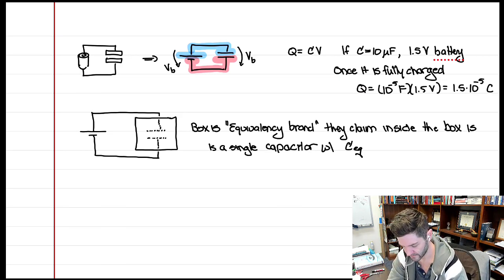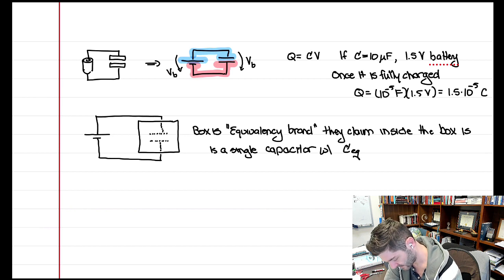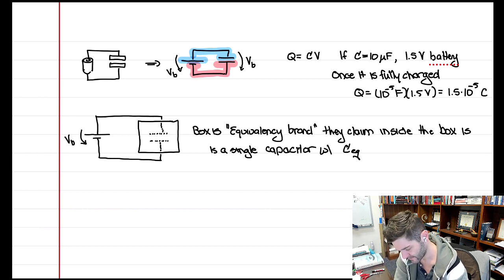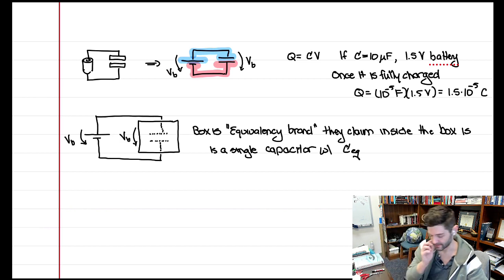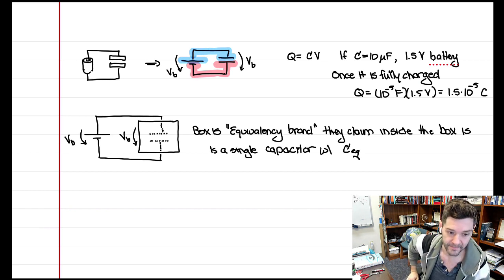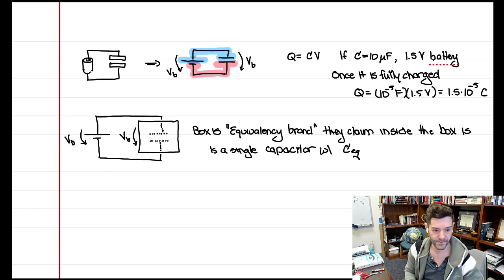So then I know, and then I test to ensure that when I hook this box up to my battery, there's a potential difference from positive to negative V battery that indeed, and I can test this with my digital multimeter that you've used in lab, I can establish that there is the same potential difference that's built up across the box, as I would expect once it is fully charged. And given the value of C equivalent, I could then calculate the amount of charge that's been built up.